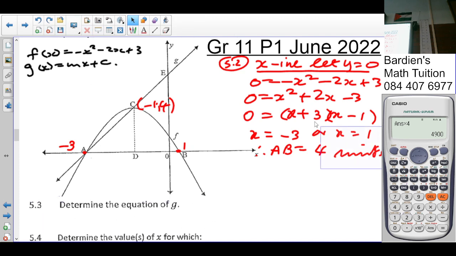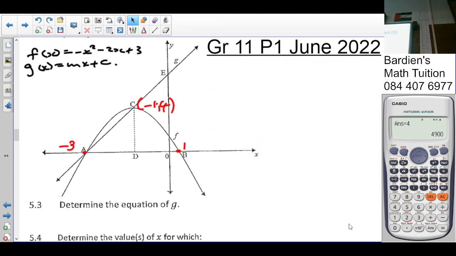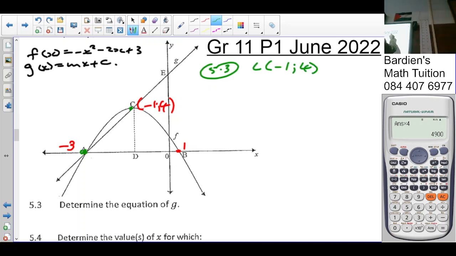1.3. They want you to determine the equation of g. So as you can see here, what is g? g is your straight line. Do we have 2 points on the straight line? Yes, we do. The one point being C, which is negative 1 and 4, and A, which is negative 3 and 0. So what do I need to calculate first?